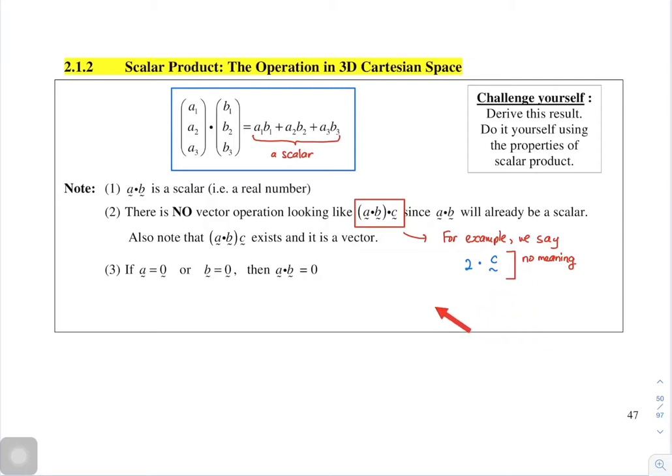So in order for you to actually take a scalar and multiply it to another vector, you simply just need to do scalar multiple of a vector, which is basically 2c, right? Which is what we should write here instead. Now if given that A is a zero vector or B is a zero vector, then the dot product between the two of them will give us the zero scalar.